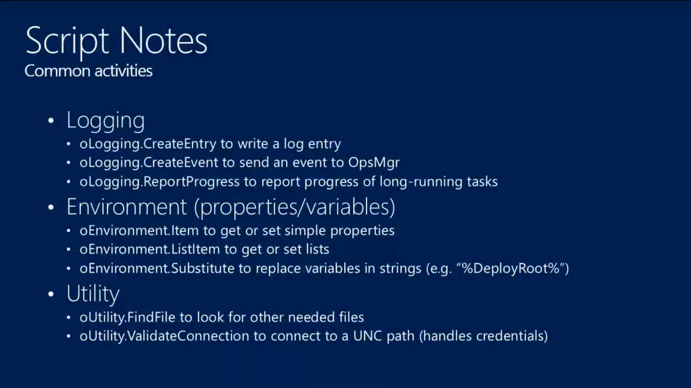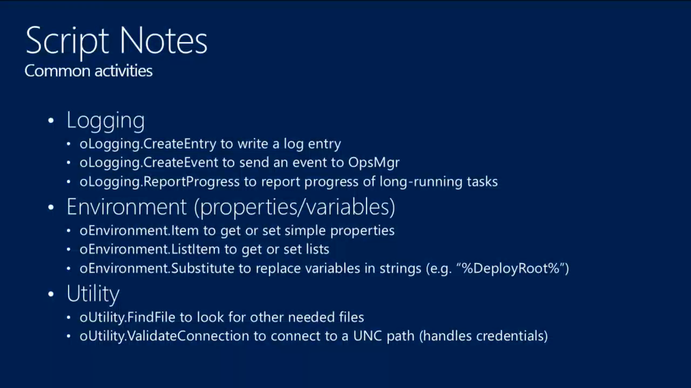These are probably the top 8 or so functions or features, methods that are available in MDT. The ability to write to the logging file with the create event, create entry, be able to grab some environment variables, and also the utility functions. How do we find a particular file in standardized paths? Sometimes MDT will take some utilities and store them locally, but they're hard to find. And the utility validate connection.